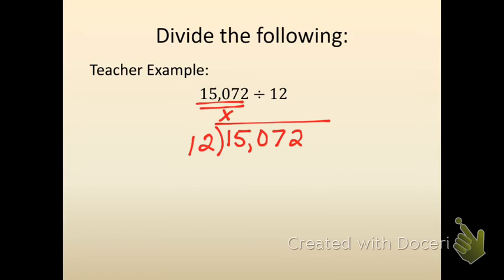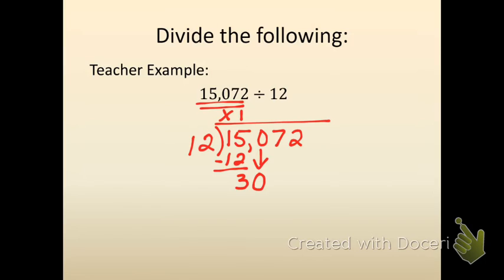But does 12 go into 15? Yes. How many times? 1. So 1 times 12 is 12. Subtract. 15 minus 12 is 3. Bring down our next number. Those are the steps, remember. So our next number is 0.